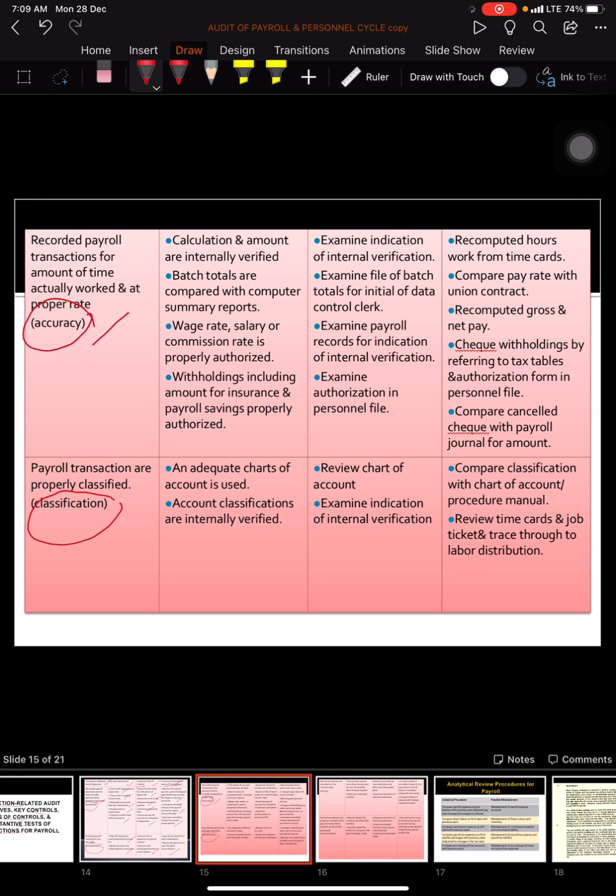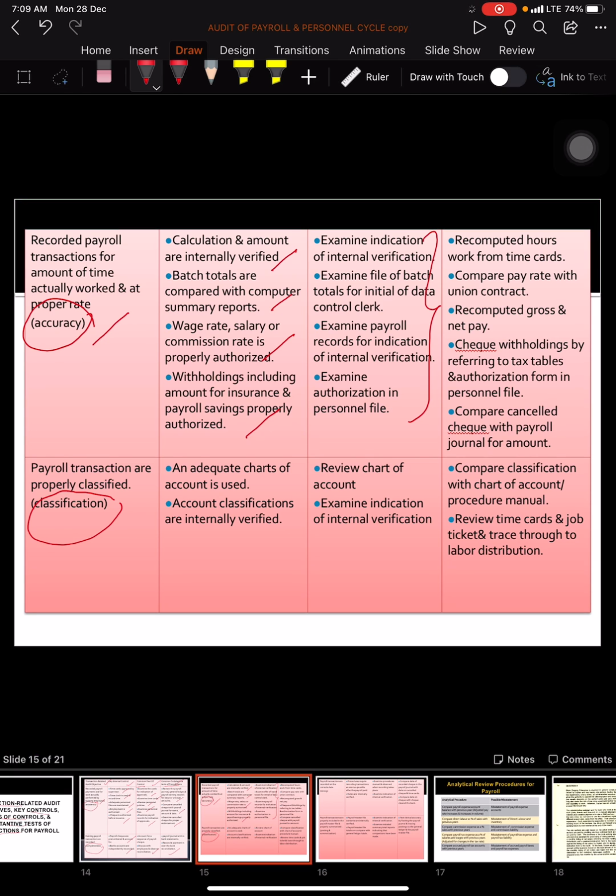So the key controls here: calculation of the amount is internally verified. This is the key control, and then batch total compared with the computer summary report. Wage rate, salary, and commission are properly authorized, and withholding, including amounts for insurance and payroll, is properly authorized. So it means that the starting salary, everything should be authorized. So this is for the internal control.